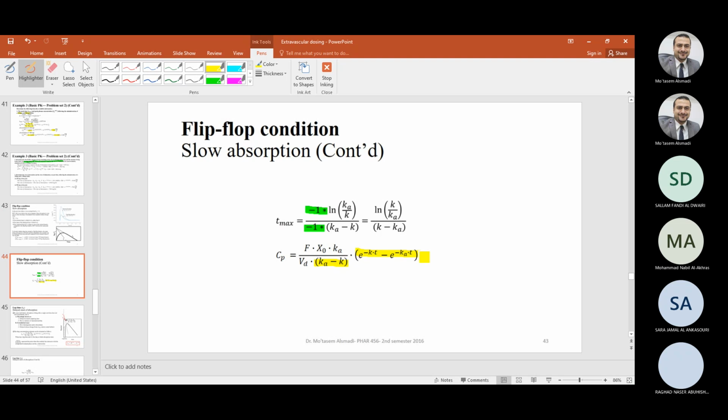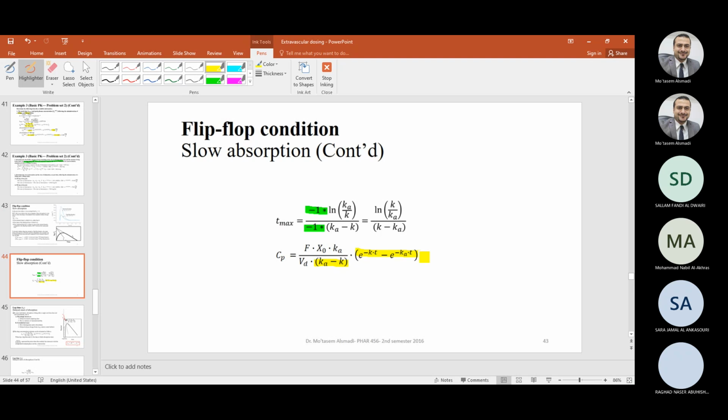If you have anything negative in this course, that is a sign that you have an error or you made a mistake in your calculations. Okay? In this course, you cannot have negative values. You cannot have negative time. You cannot have negative concentration or negative PK parameters. All of them should have positive values.